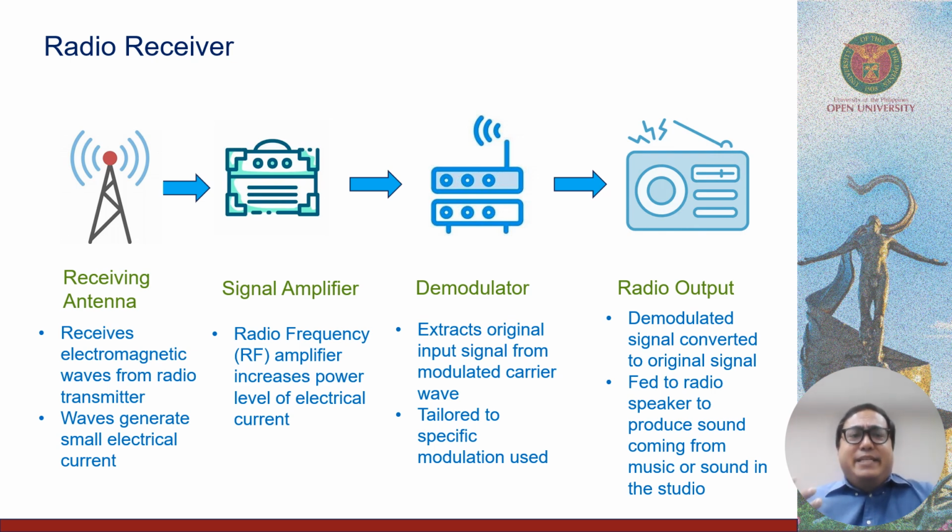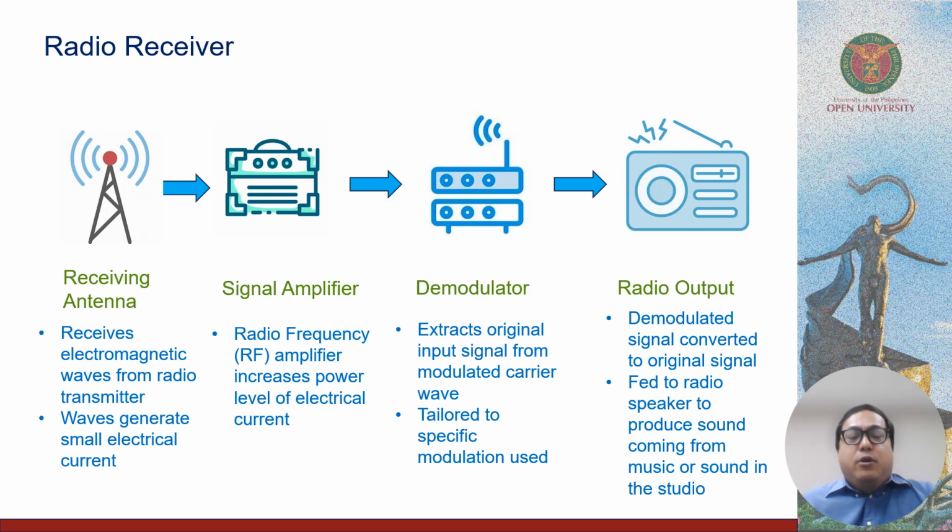So since this is an electrical current, it has to go through again the process that was used on how it was transmitted, but in reverse. Now the electrical current has to go through the signals amplifier, or known as radio frequency amplifier, to increase the power level of the electrical current. This is to ensure that the sound that was transmitted is clear and is free of any static.